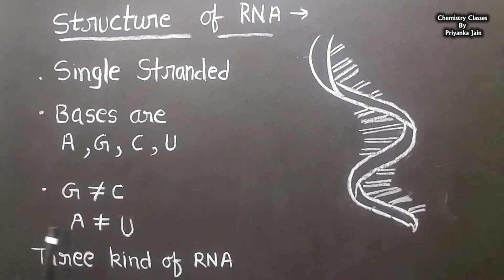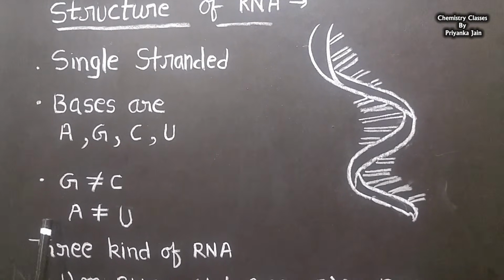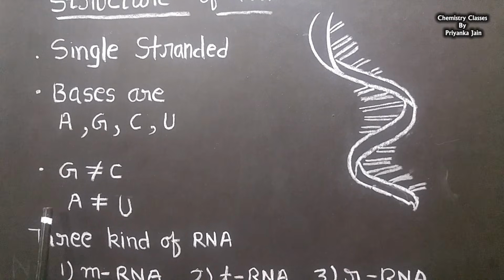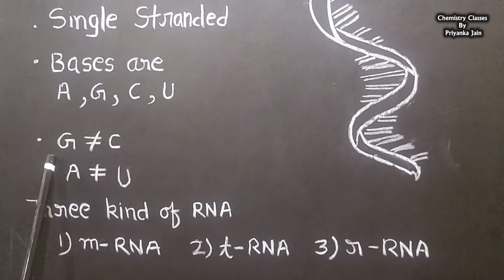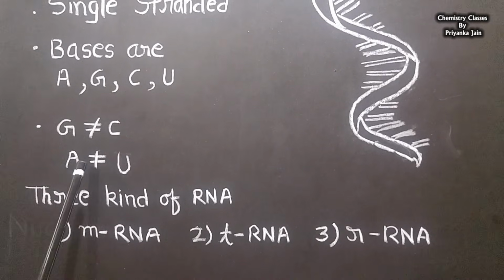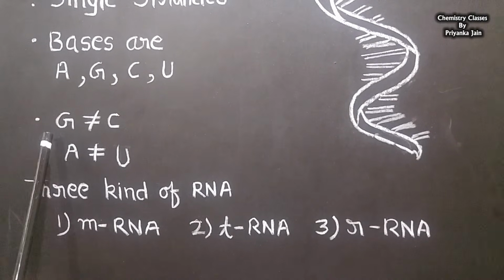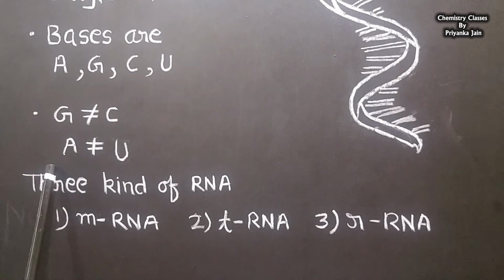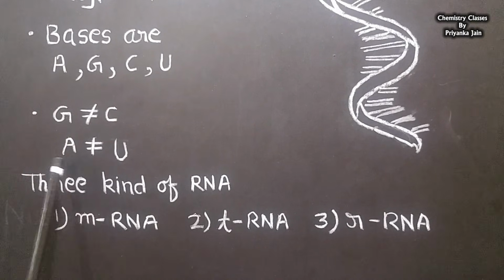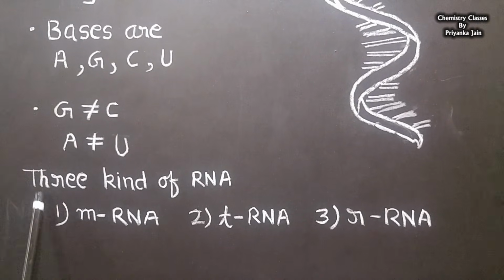Because there is no double helical structure and no hydrogen bonding between the bases. So their amount may be any. It is not definite that the amount of guanine will be equal to cytosine or the amount of adenine will be equal to uracil. They may be any number.